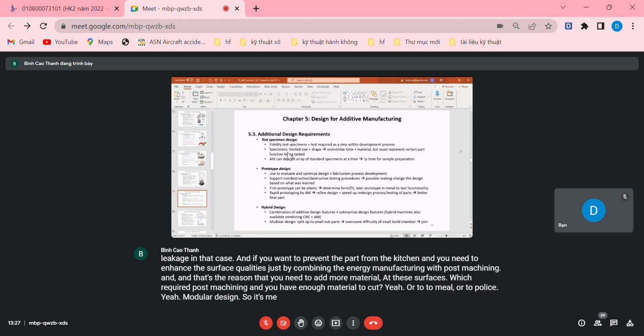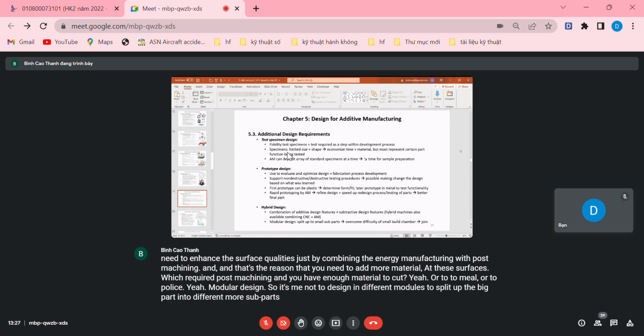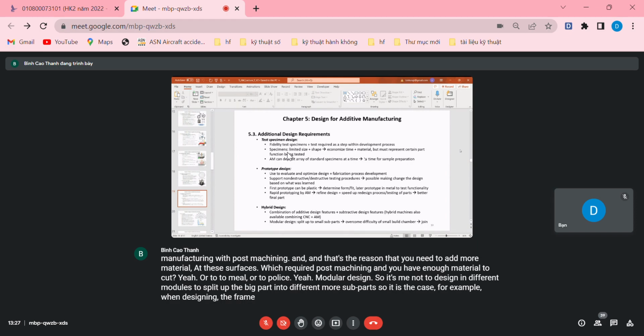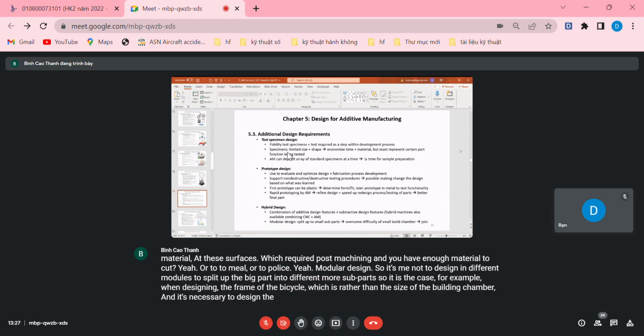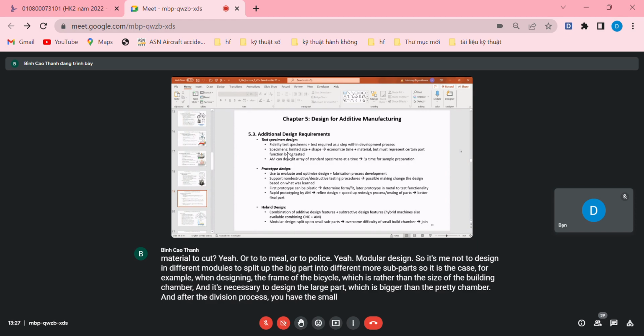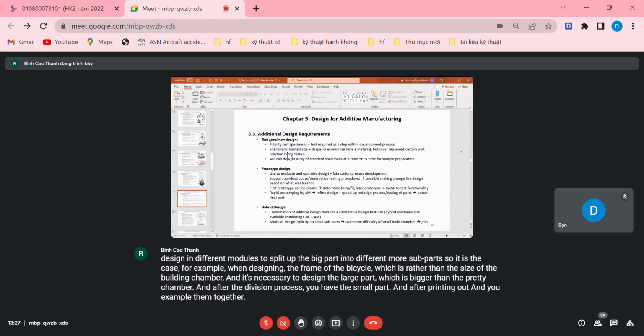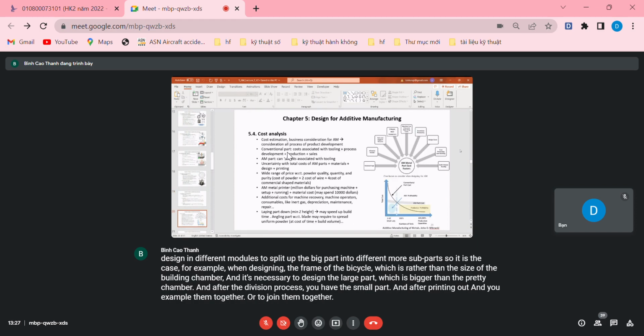Modular design, so it means to design in different modules, to split up the big part into different small subparts. This is the case, for example, when designing the frame of a bicycle, which is larger than the size of the building chamber, and it's necessary to design the large part which is bigger than the building chamber. After the division process, you have the small parts, and after printing out, you assemble them together or join them together.